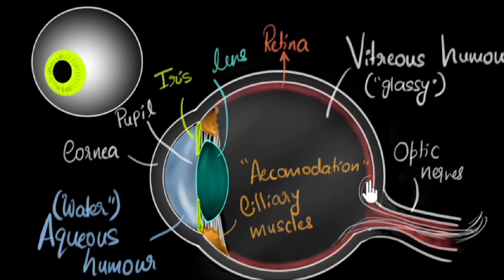The jelly-like substance, the vitreous humor, maintains the shape of our eyeball. The iris regulates the size of the pupil, which in turn regulates the amount of light that enters our eyes. And finally, the ciliary muscles regulate the power, optical power of our eyes depending upon the viewing distance.